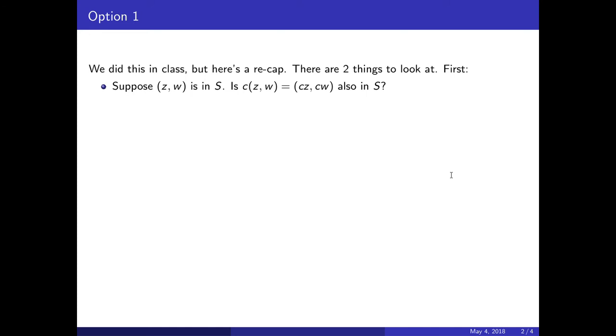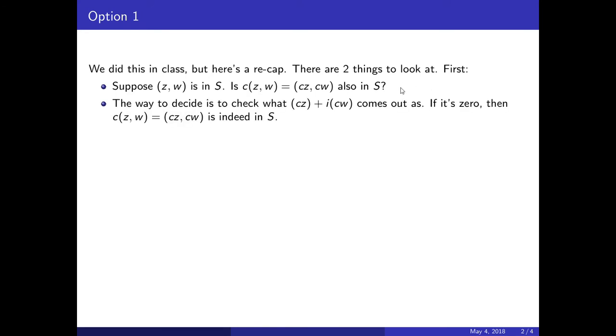So you'd have to look at two things. The first is if you take a vector from the space S and you multiply it by a scalar c, which you assume could be a complex number because z and w could also be complex, you want to know if that complex multiple of the vector is also in the space. So how do you decide? You take the first component plus i times the second component and see what it comes out as. If you get 0, then that multiple is in the space S because it satisfies the condition. If you don't get 0, then that constant multiple is not in S. More generally, you'd see if the constant multiple satisfies whatever condition defines the space.